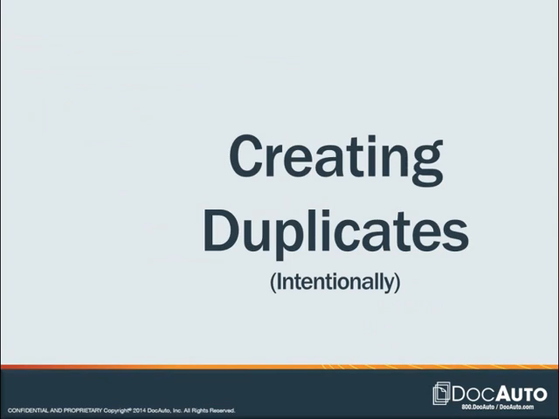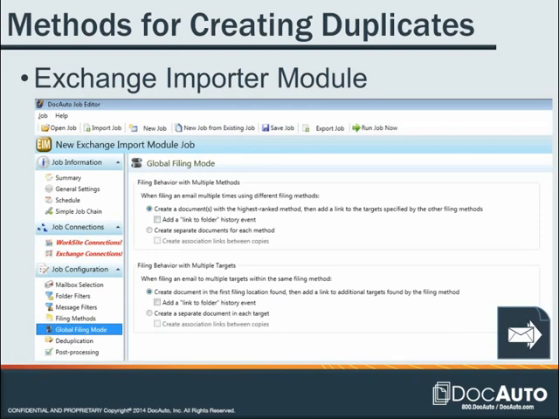So let's look at why we would create duplicates intentionally. This is something we're seeing more and more users wanting to do. The Exchange Importer module, the DocAuto product, part of our DocAuto server platform, has a number of different places where you can indicate where you want to create duplicates and how you want to create duplicates.